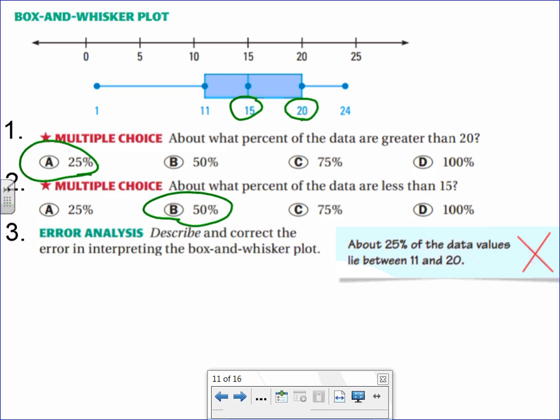So to change it, let's change this number. What could I say? Good. Yep. So about 50% of the data is between 11 and 20. Right?